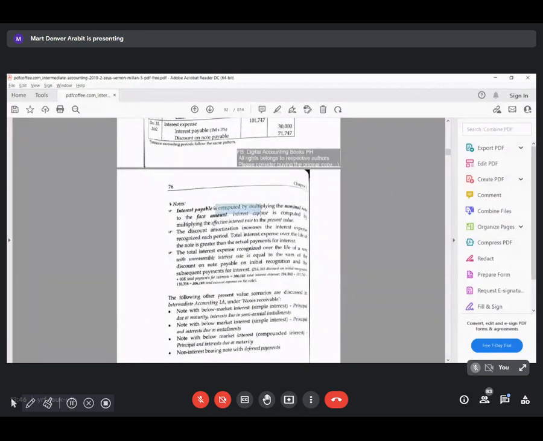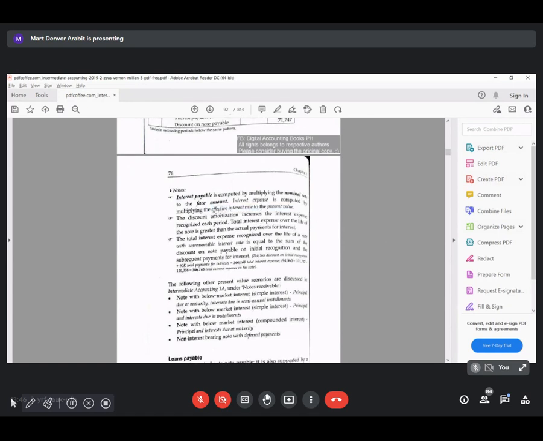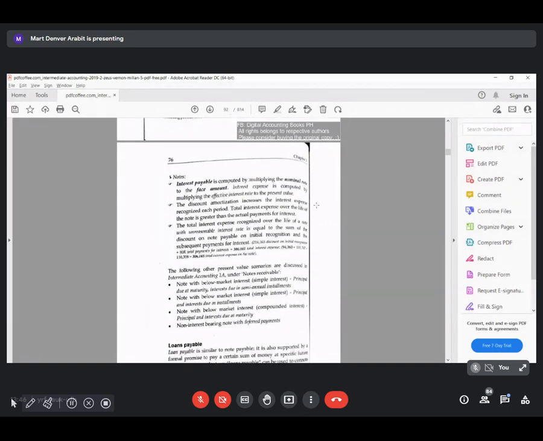Interest payable is computed by multiplying the nominal rate, which is also the stated, and the coupon rate to the face amount. Interest expense is computed by multiplying the effective interest rate sa present value niya. Discount amortization increases the interest expense recognized each period. Total interest expense over the life of note is greater than the actual payments or interest. Yes, kasi mas malaki yung effective interest mo. That's why you will incur more interest expense compared dun sa actual payment mo for interest.